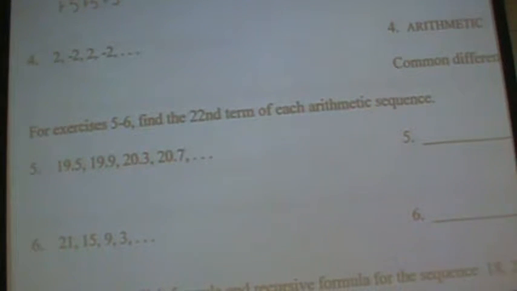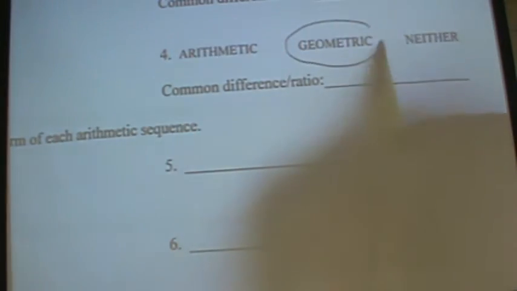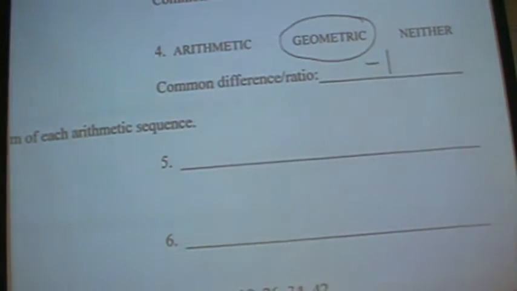Number 4, to go from 2 to negative 2, you're multiplying by negative 1. Negative 2 to 2, you're multiplying by negative 1 again. And then again, you're multiplying by negative 1. So our pattern each time is multiplying by negative 1. That makes this a geometric sequence. And your common ratio is negative 1.